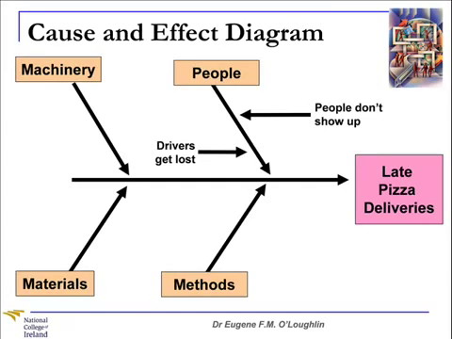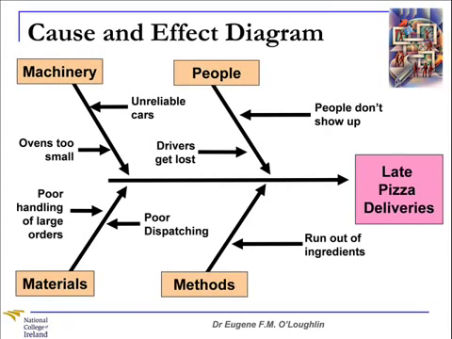And under the people category, I have identified 2 possible causes as to why people might be causing late deliveries of pizzas, and these are that people don't show up or that the drivers get lost. And then I'm going to do the same for the other 3 categories. So under machinery, I've got unreliable cars and ovens being too small.